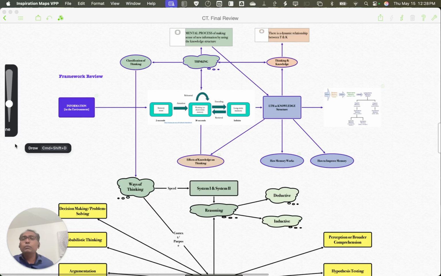Then the other point is that based on the context itself, you can categorize thinking in different ways, right? For instance, the first basic thing is to comprehend. Perceive is at the object level. Comprehend is beyond the object level, right? So perception and broader comprehension are the basic things, and we use inductive and deductive logic.